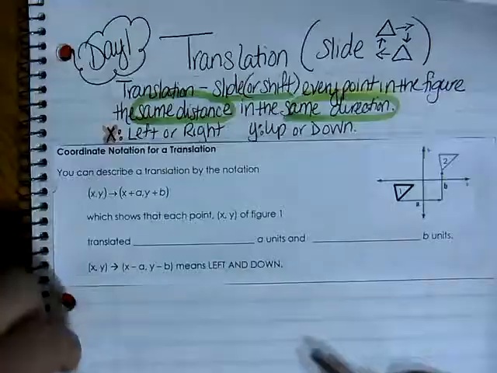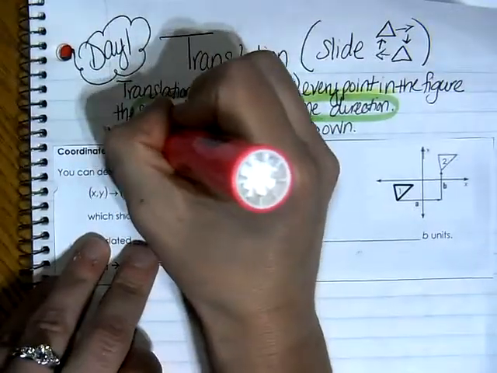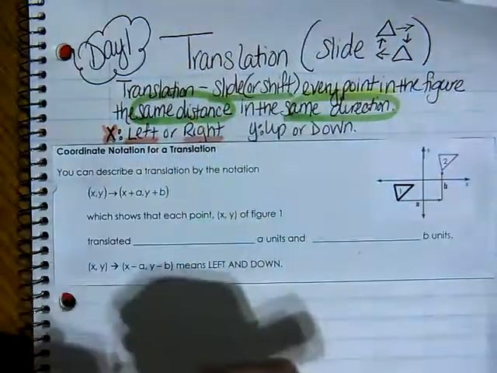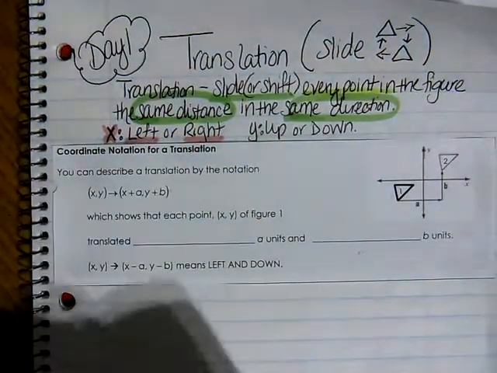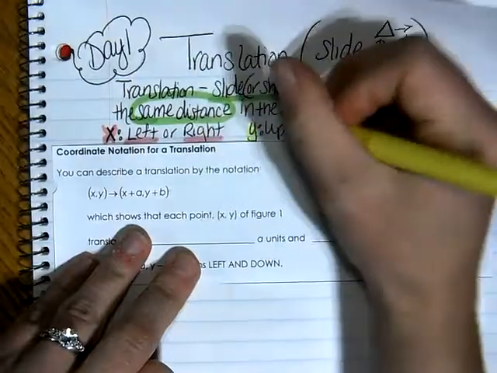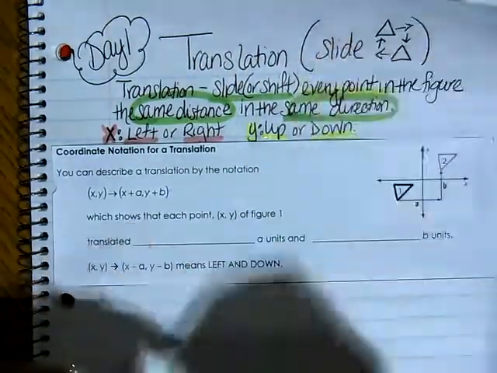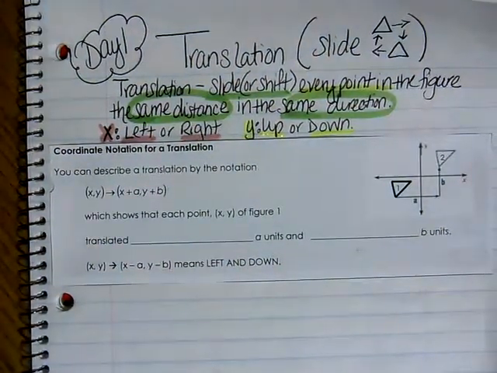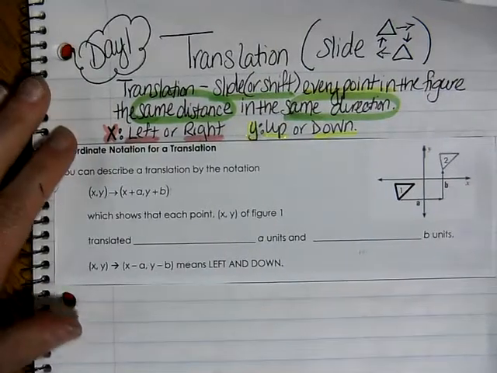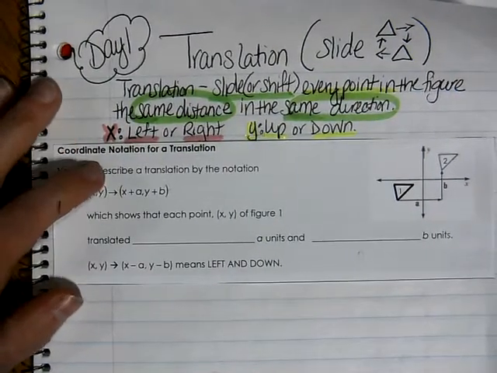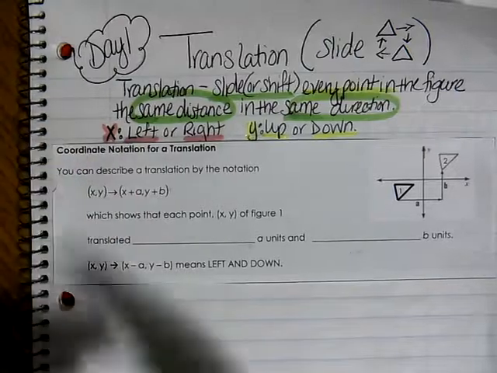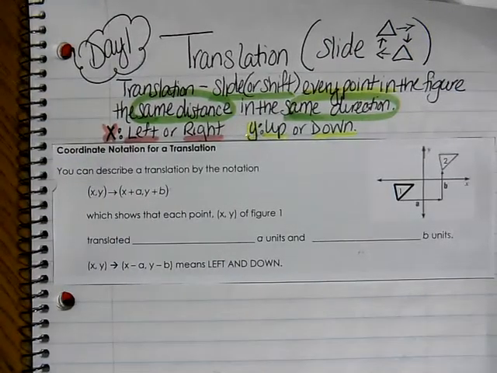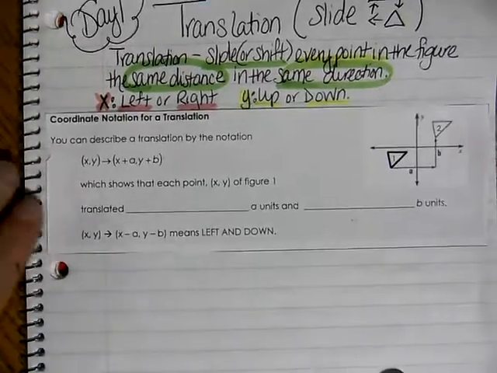If we are referring to X, then that means that we will be going to the left or to the right. If we're talking about Y, then that means that we will be going up or down, depending on if you see a plus sign or a minus sign. Left means minus. Right means plus. Up means plus. Down means minus. So, the coordinate notation for a translation.